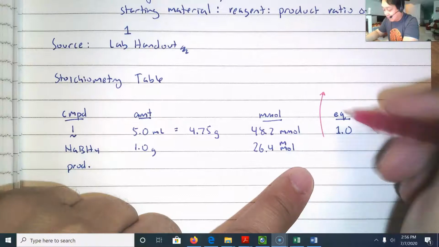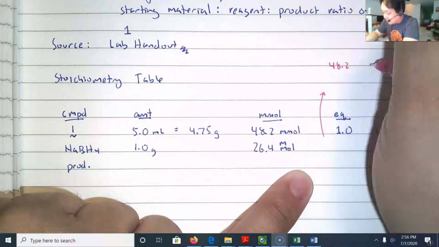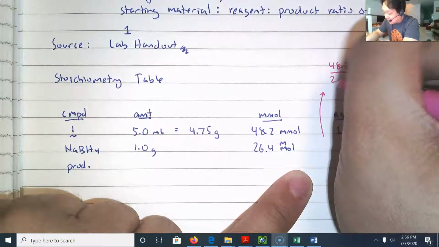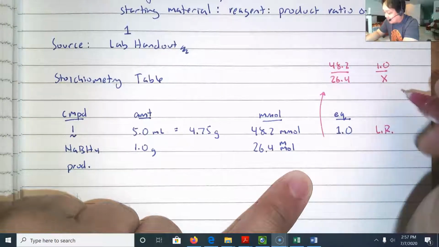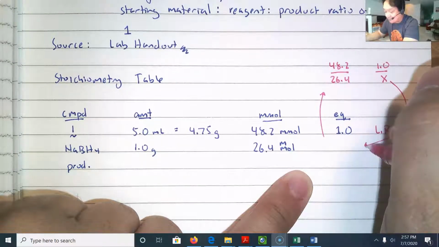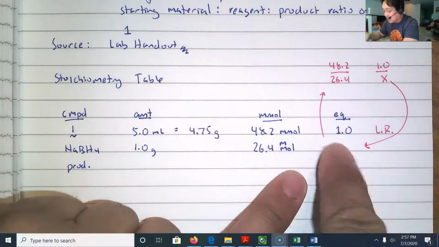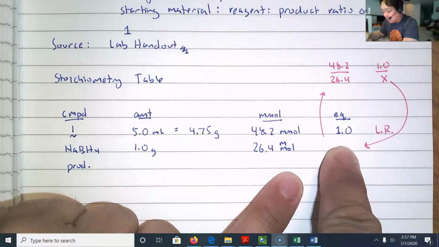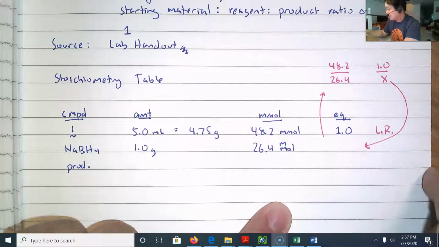You don't write this, but try to understand what I'm doing. 48.2 is to 1 as what? 26.4 is to X. That X goes now here. Okay? What number do you expect? You expect this number to be lower, to be smaller than 1, because this number is smaller than 48.2.